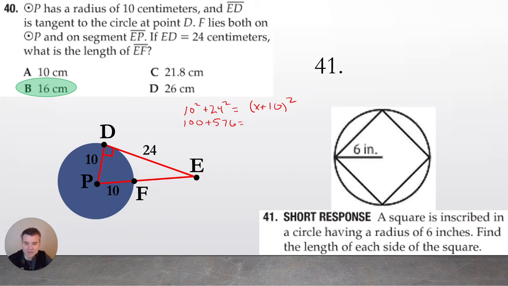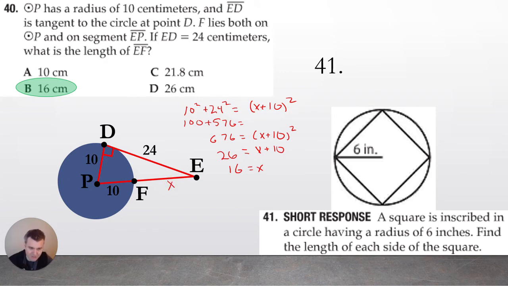You can FOIL this out. I'm actually going to not FOIL this out and be maybe clever. So this adds up to be 676. (x plus 10) squared. I can now take the square root of both sides. And because I know this is a length, I'm only worried about the positive root, so I can forget about the negative root. So x plus 10 equals, and the square root of 676 is 26. So then subtract 10, you get x is equal to 16. So that is how you find EF.